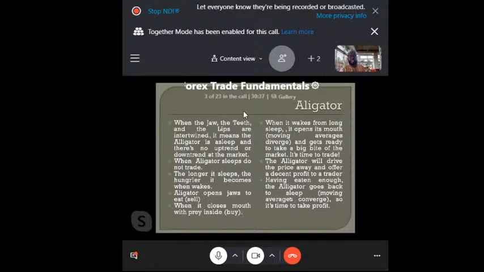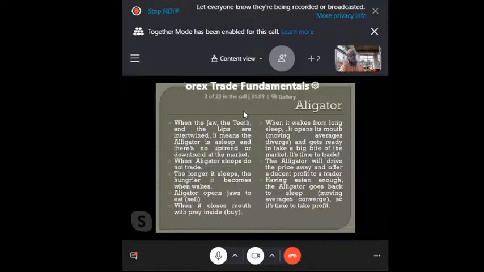When the alligator opens its jaw, whenever it opens its mouth, it is time to sell. Whenever it closes its mouth, it is time to buy. Are we getting it? Yes. Because to get the animal for you, you buy the animal. And when the animal dies, it opens so that you take the glory.